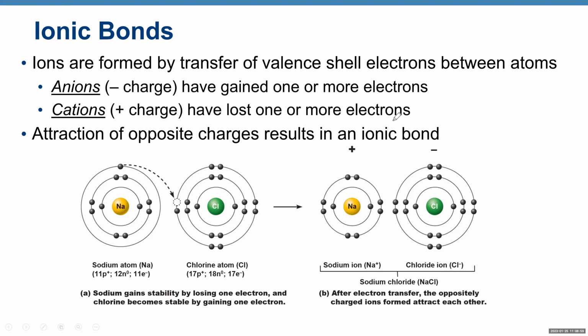And chlorine gains 1 extra electron, so it now has a negative charge, so it became an anion, a negative charge that gained 1 or more electrons. So we have sodium ion and chloride ion. Attraction of opposite charges results in an ionic bond.